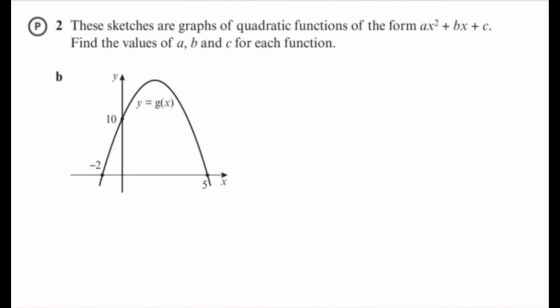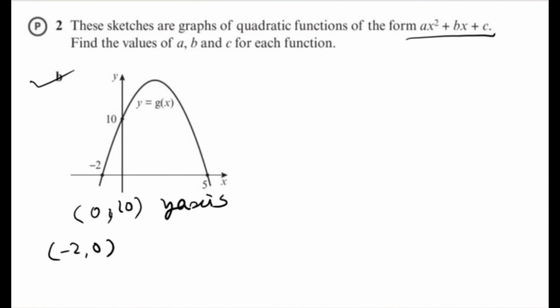This sketches our graph of a quadratic function of ax squared plus bx plus c. Find the value of a, b and c for each function. We are going to do question b. So as you can see here, the graph is given to us and we have to find a function for this. So first, whatever information is given in the graph, we are writing down. The first coordinate we are getting is 0, 10. That is for the y-axis. For the x-axis, we are getting two coordinates which are minus 2, 0 and 5, 0. This is for the x-axis. Right?